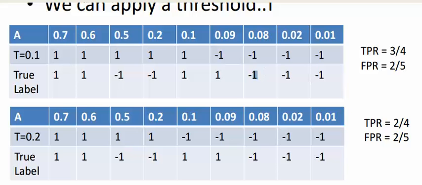Look at all the true labels and figure out how many of the entire list of true labels had to be false. Now this was a false.